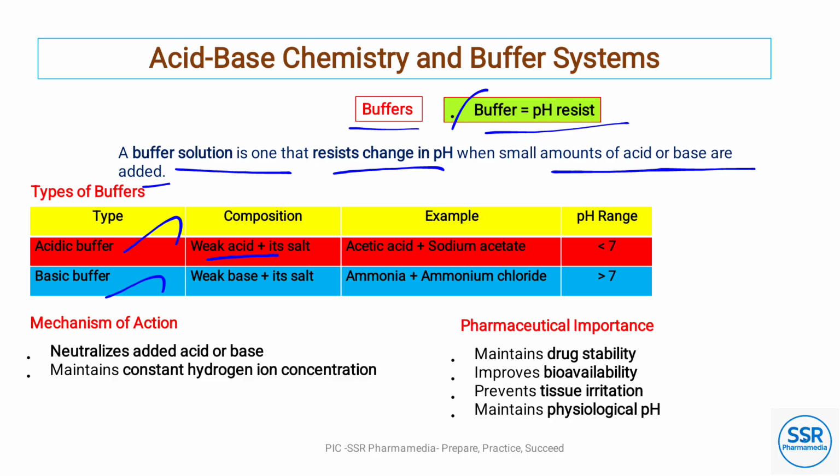So acidic buffer compositions are a weak acid and its salt. Example, acetic acid and sodium acetate. So pH is below 7. Basic buffer means it's a weak base and its salt. Example, ammonia and ammonium chloride. It's above 7. So the mechanism of action: it neutralizes added acids or base and maintains constant hydrogen ion concentration.